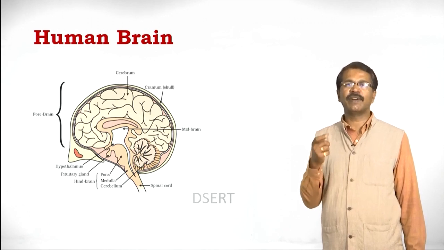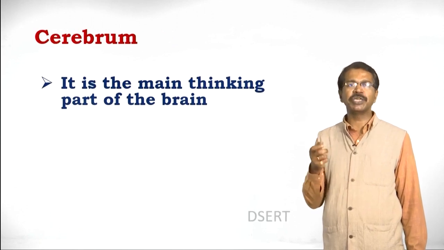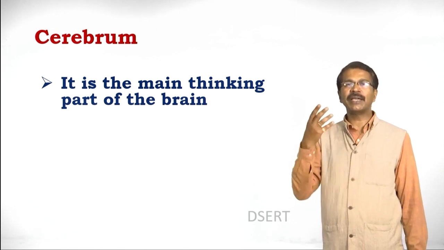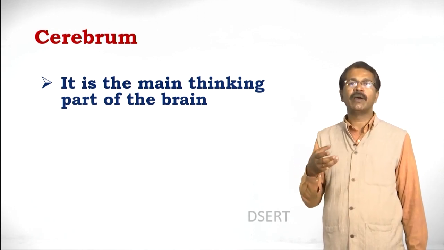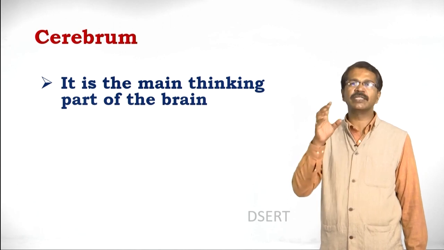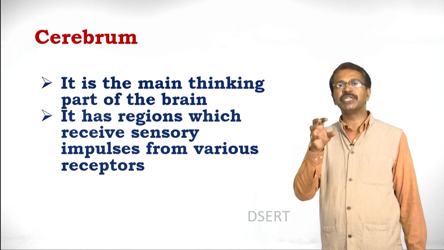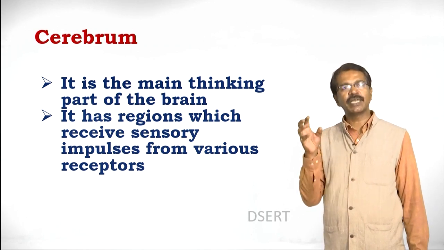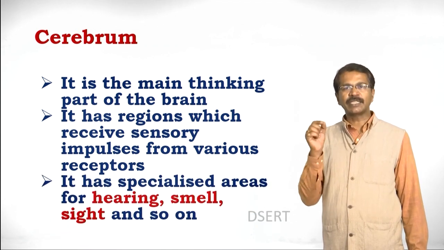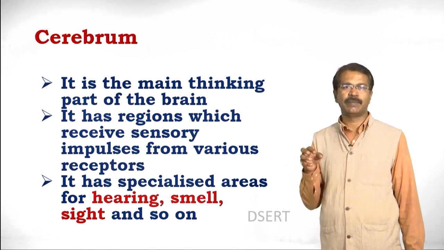Now come to the other functions of this cerebrum. As I said, it is the main thinking part of the brain. All thinking processes occur in the brain itself. All imaginations occur in the cerebrum itself, all creativity works, whatever you do, the centers are located in the cerebrum itself. It has regions by which it receives impulses from the sense organs and also from various other receptors. It has special areas for hearing, smell, sight and all others.